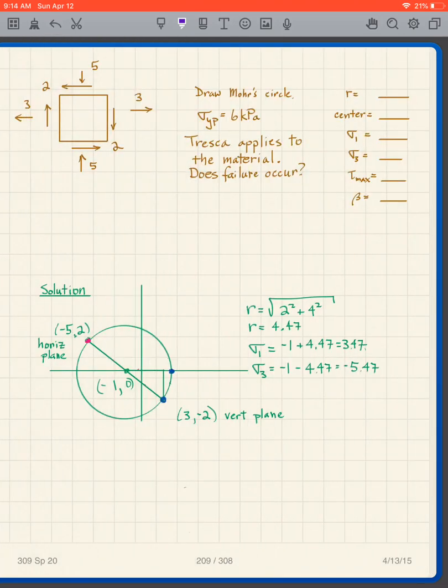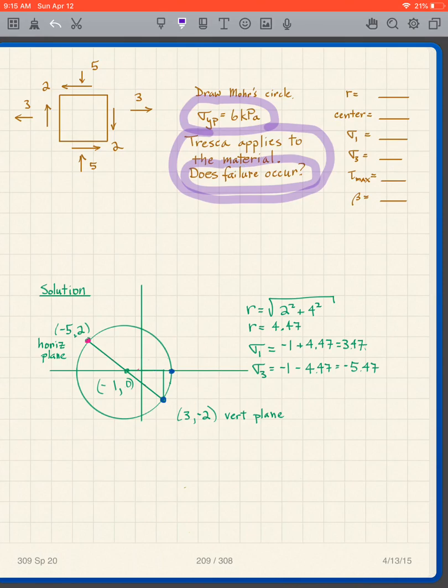Okay, so the way to work these problems is pretty straightforward. The first thing we have to do is draw the Mohr circle. I'm not going to go into detail here, but let's just say that we have this stress configuration. And our goal is to decide, does this cause failure? I'm going to give you that sigma YP is 6 kilopascals, and that the Tresca hexagon works for this material, and the question is, does failure occur due to that?